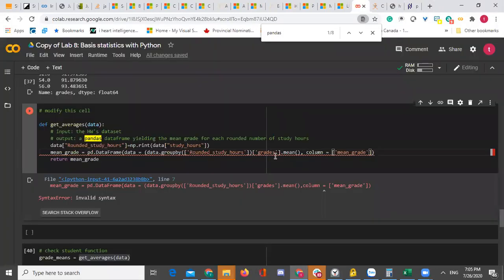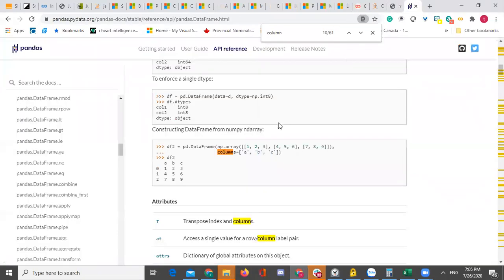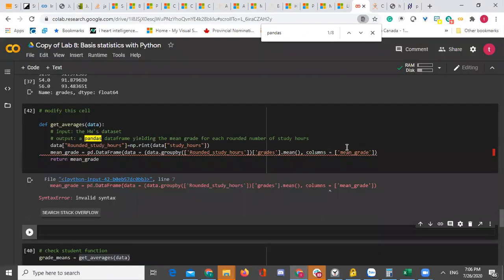Oh, shoes. Oops. What did I do? Column. Yes. Column. That is supposed to be right. Oh, because I have two columns.